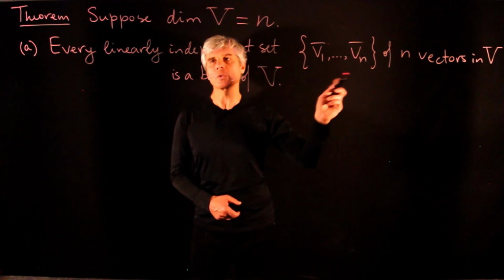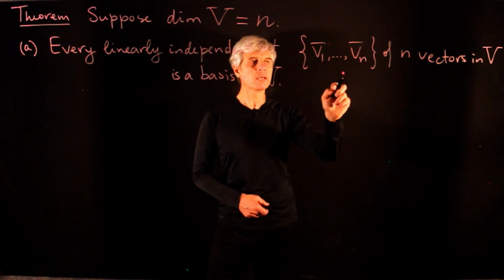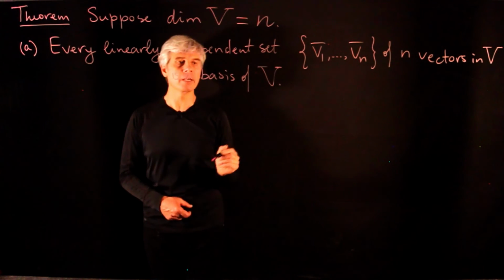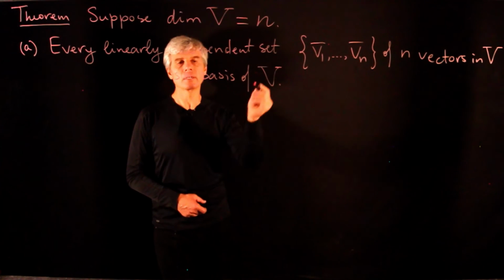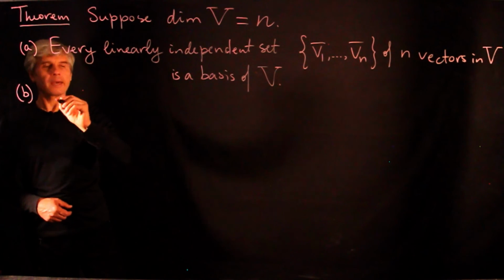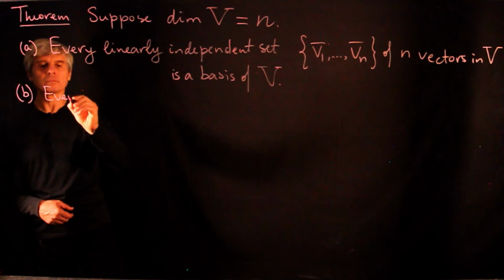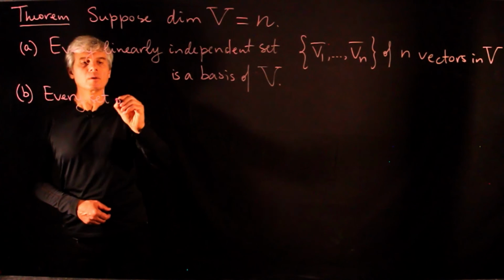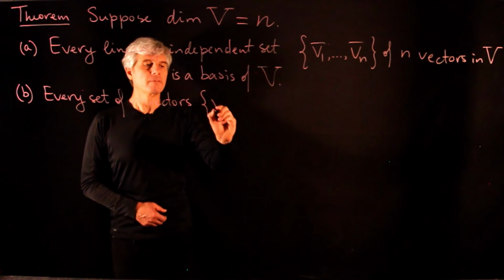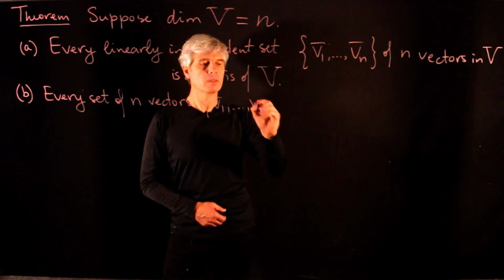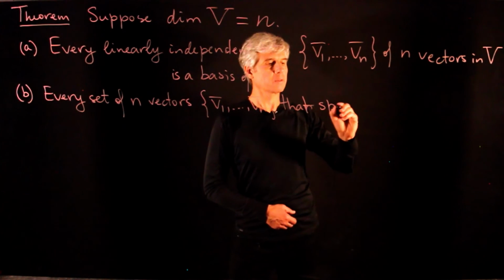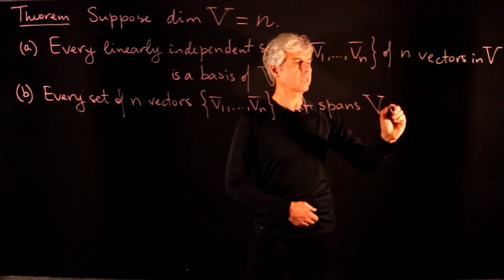right? So here we only know that this set is linearly independent and it has the right number of vectors. So the number of vectors here is equal to the dimension of V. Then we already can conclude that it's a basis. And B, every set of n vectors V1 through Vn that spans V is a basis of V.